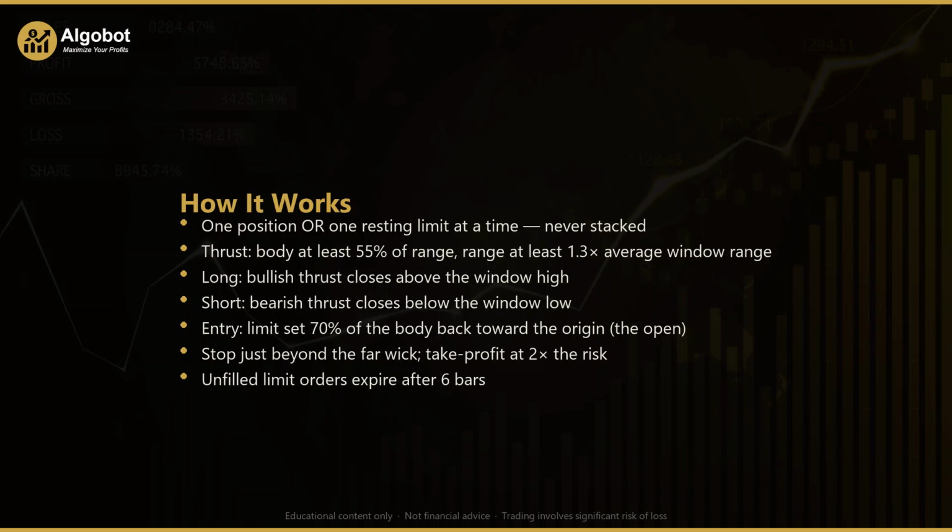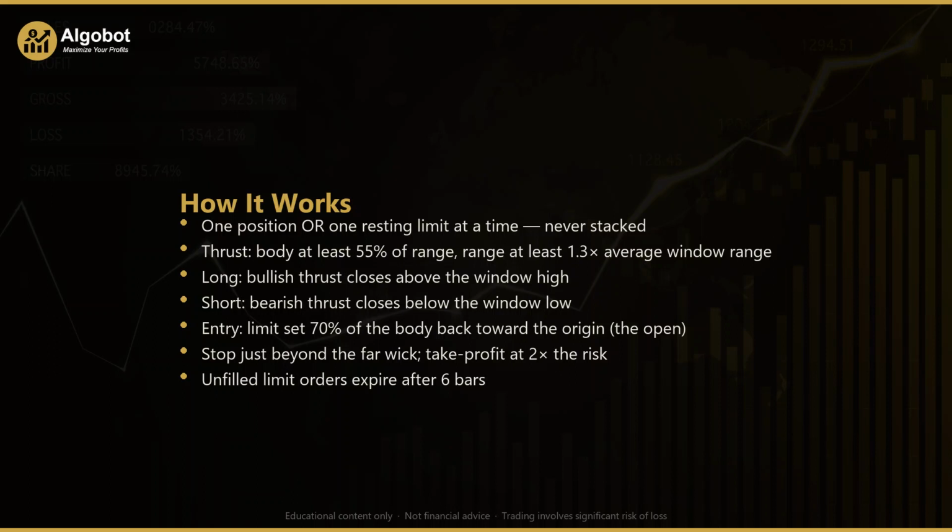A short setup is the exact mirror. The candle must be bearish and close below the lowest low of the window. The sell limit rests near the origin, the stop sits just above the thrust high, and the target is again 2 times the risk. Before any order is placed, the strategy also checks that the distance between the current market price and the entry respects the broker's minimum stop distance, and that the risk itself is large enough to be valid. If those checks fail, it simply stands aside and waits.